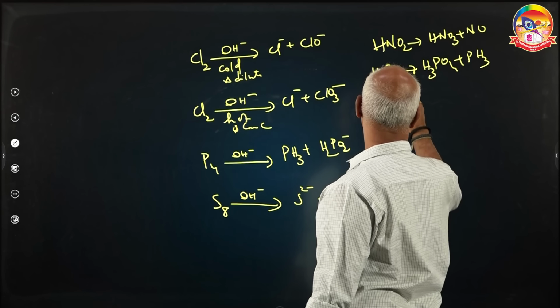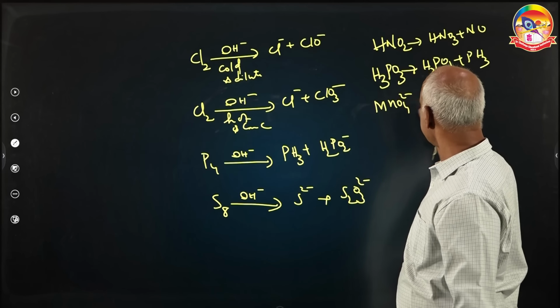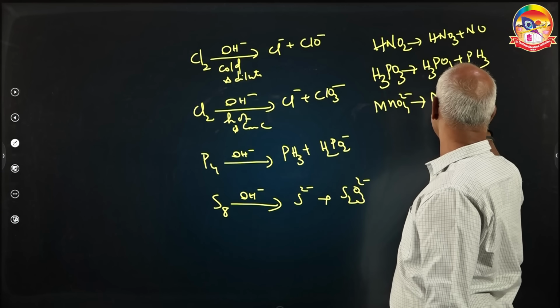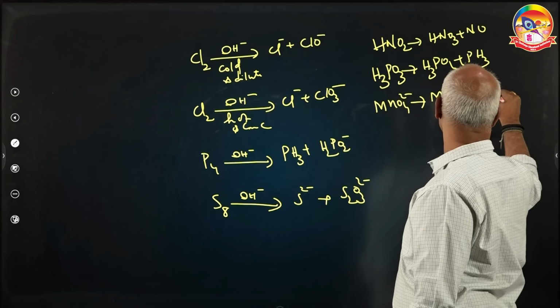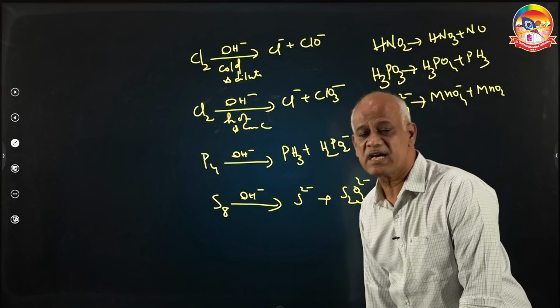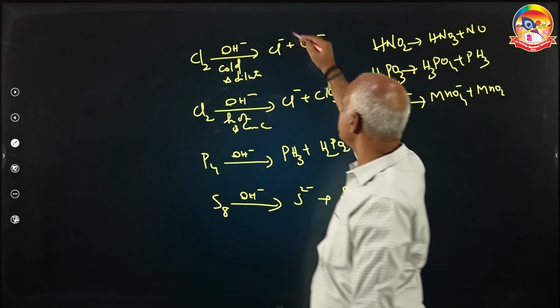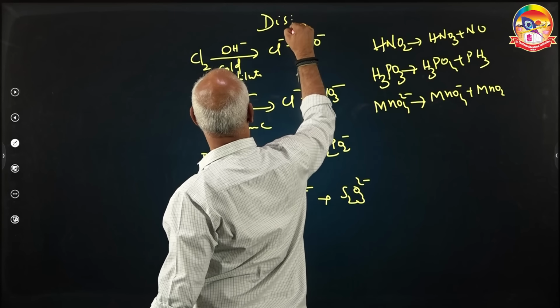This is MnO4 2 minus, manganate, giving permanganate and MnO2. These are some beautiful examples of disproportionation reactions.